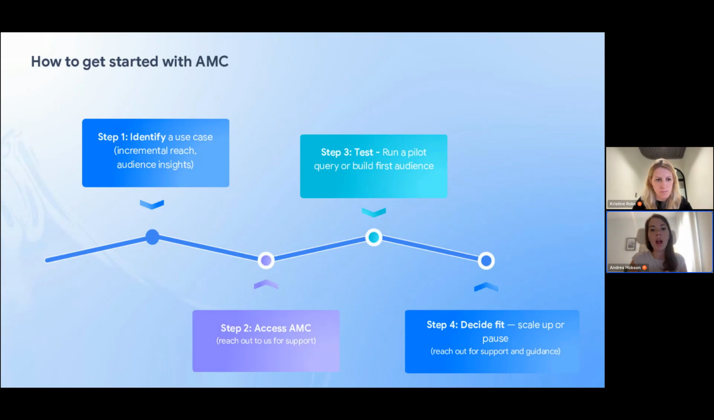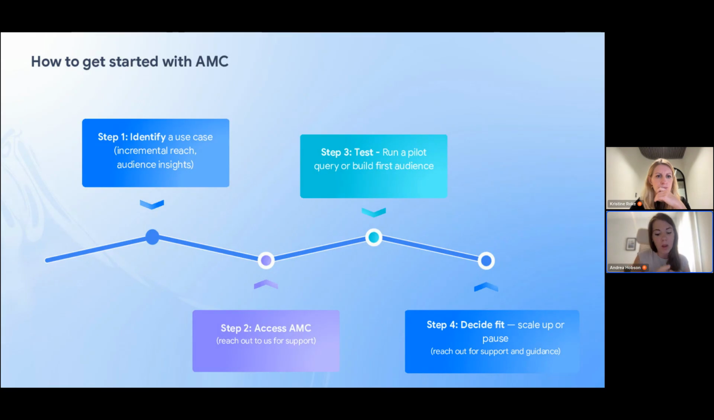And then afterwards, obviously, access AMC. So reach out to us. We'll support you through the process of opening an AMC instance, and then run a pilot, build your first audience, and really learn how AMC will fit into the workflow and what kind of insights you can unlock. And just once you've done all of this, the next step is to scale up.